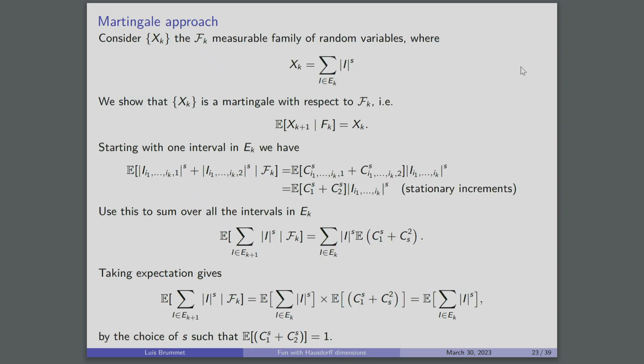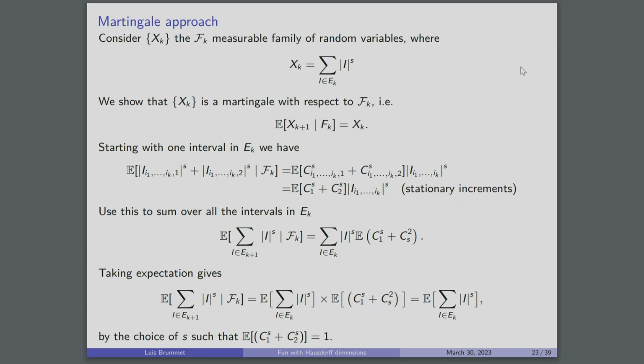The idea here is actually very interesting, because you can start to use martingales. So for now, consider this family of random variables Xk that are Fk measurable. And what is this Xk? This Xk is nothing else than the sum over all the intervals on the kth generation of their lengths to the power of s. And what we want to show, we don't know it's a martingale yet. So this would be the first step.